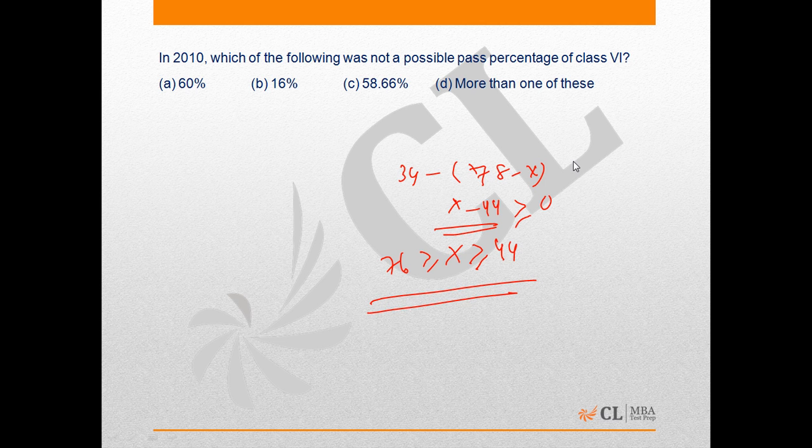Now the minimum number of students who could have passed class 6 in 2010 will be X minus 32, which means 44 minus 32, this is 12, and maximum will be 76 minus 32, this will be 44, and the total number of students in class 6th in 2010 was 75.